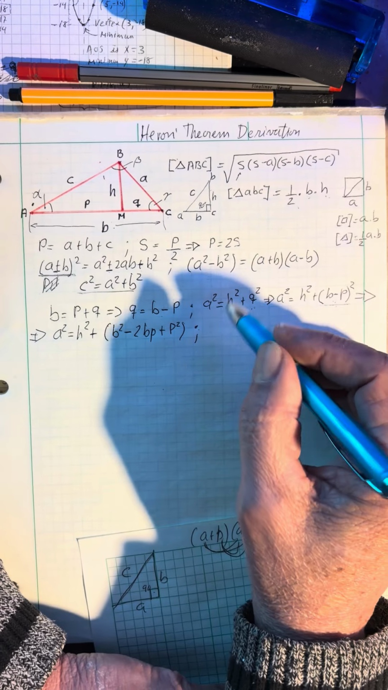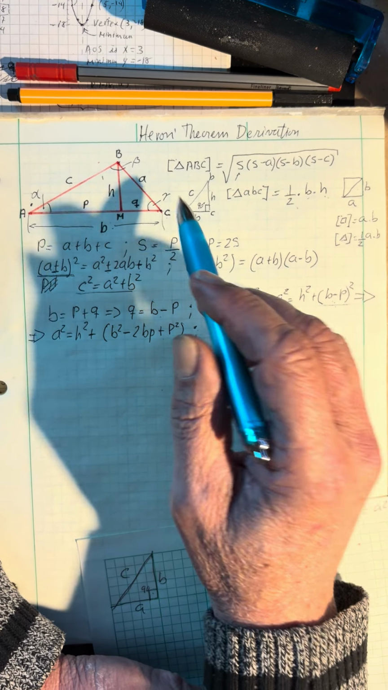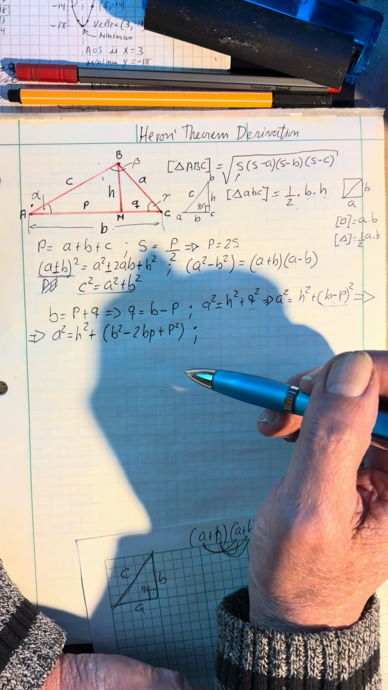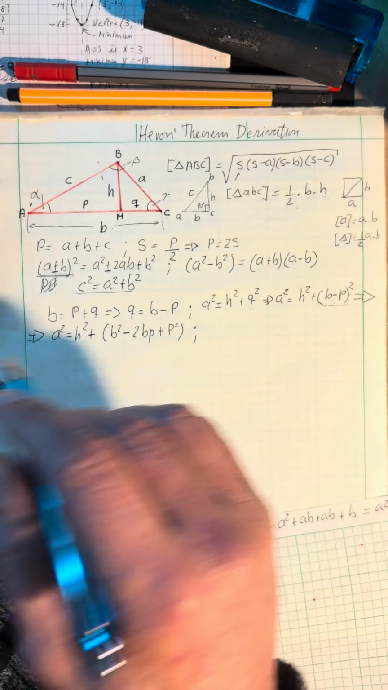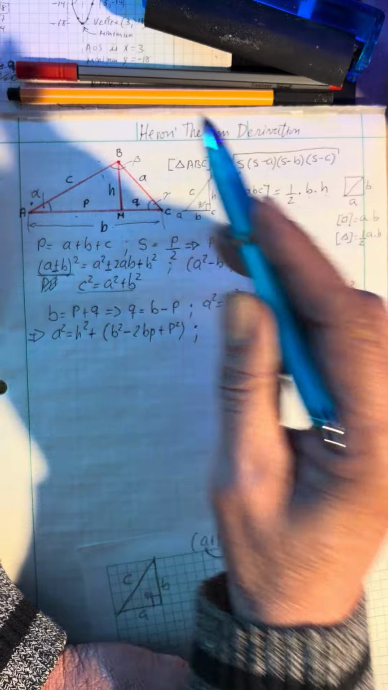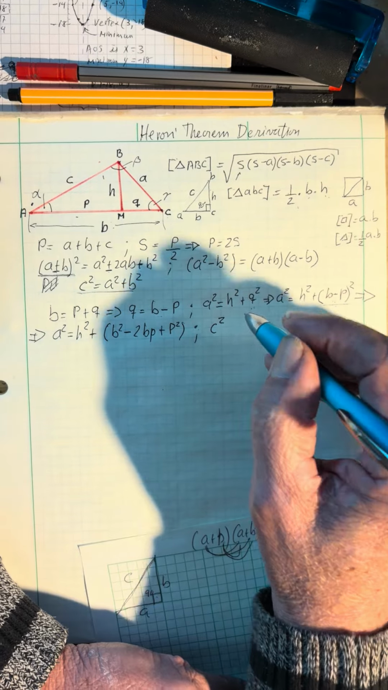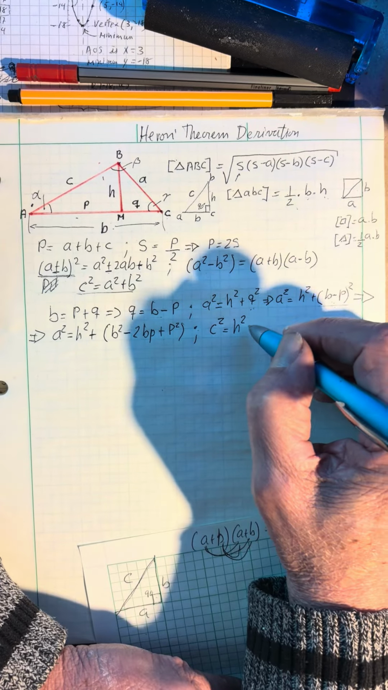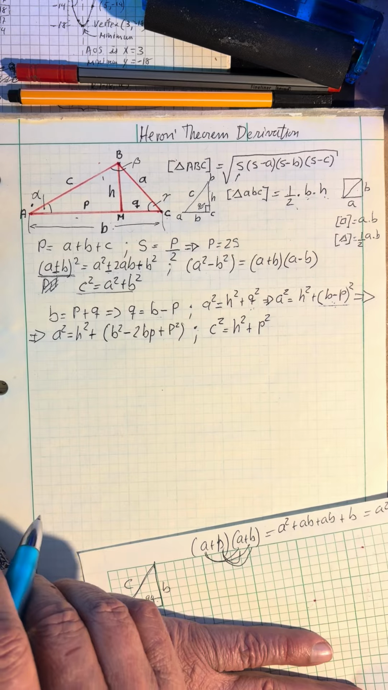In this triangle here, we can use the Pythagorean theorem between H, P, and C, and we can say that the hypotenuse C squared is equal to H squared plus P squared.